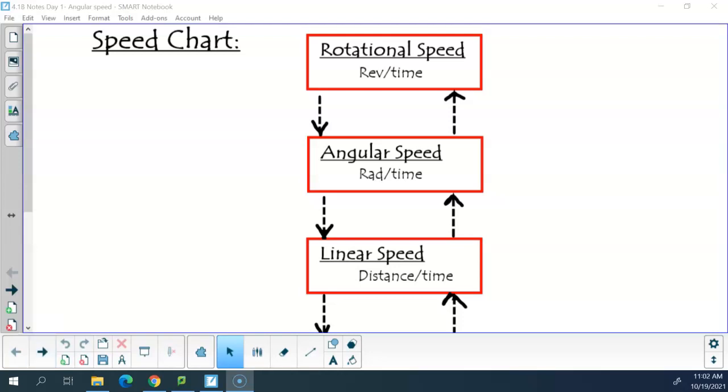So I would like to accomplish three things today. First thing is I want to go through some speed chart example problems. There's three of them today that I'd like to go through. So that's the first thing. We'll take a little bit of notes at the start of class.